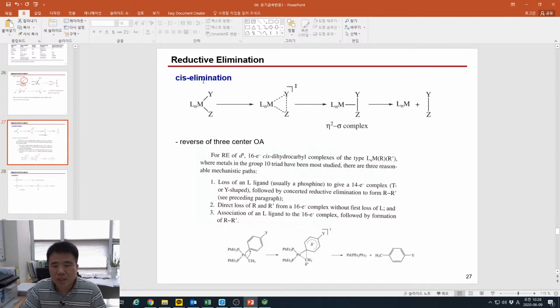Okay, C-C elimination. The first mechanism is C-C elimination. C-C elimination is the reverse of three-center oxidative addition. So like this and this and this, exactly the reverse of three-center oxidative addition. Okay. How about this? Palladium is here, and methyl is here, and phenyl is here. So three centers, and then reductive elimination generates this one.